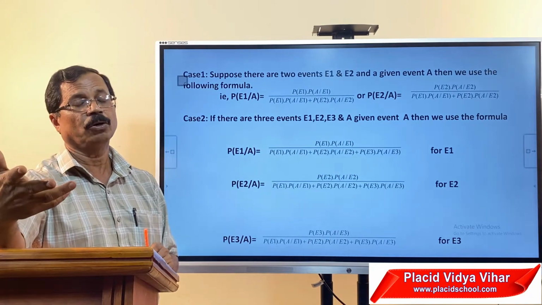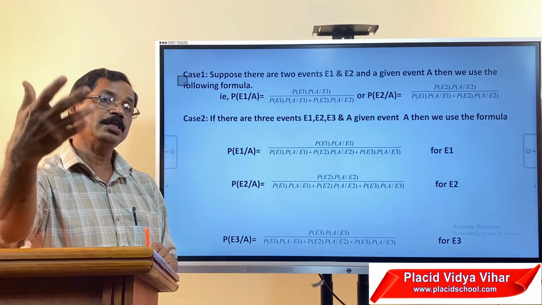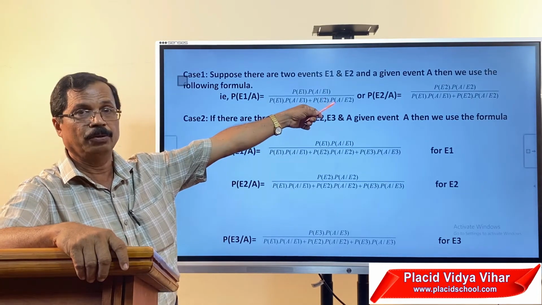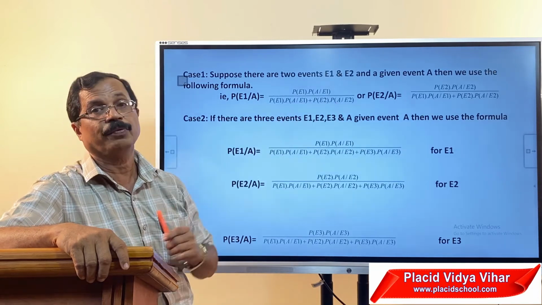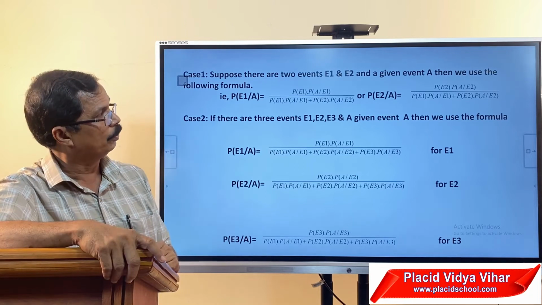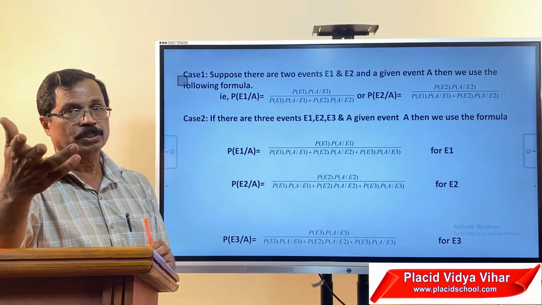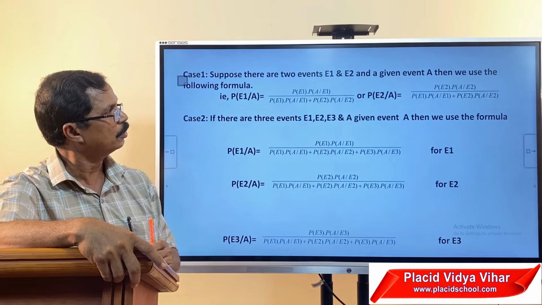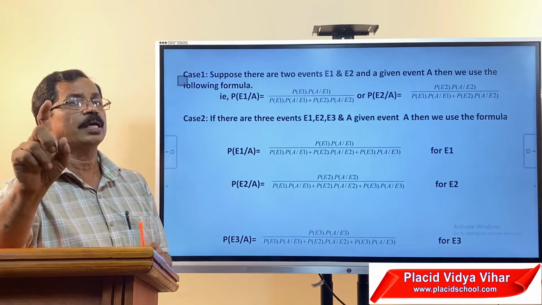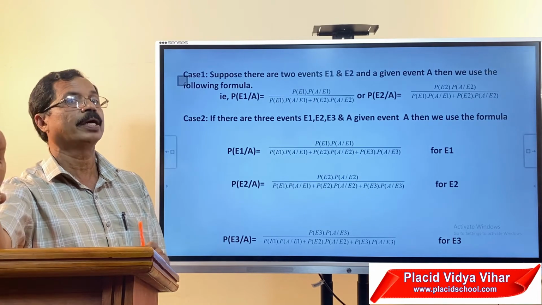We took the red ball. Then what is the probability that it is from the second bag? If the question is like that, you have to write that formula. Look at that. P of E2 given A is equal to P of E2 into P of A given E2. Then the denominator does not change. Both are the same. Look, only the numerator changes. That is when there are 2 events and given A.